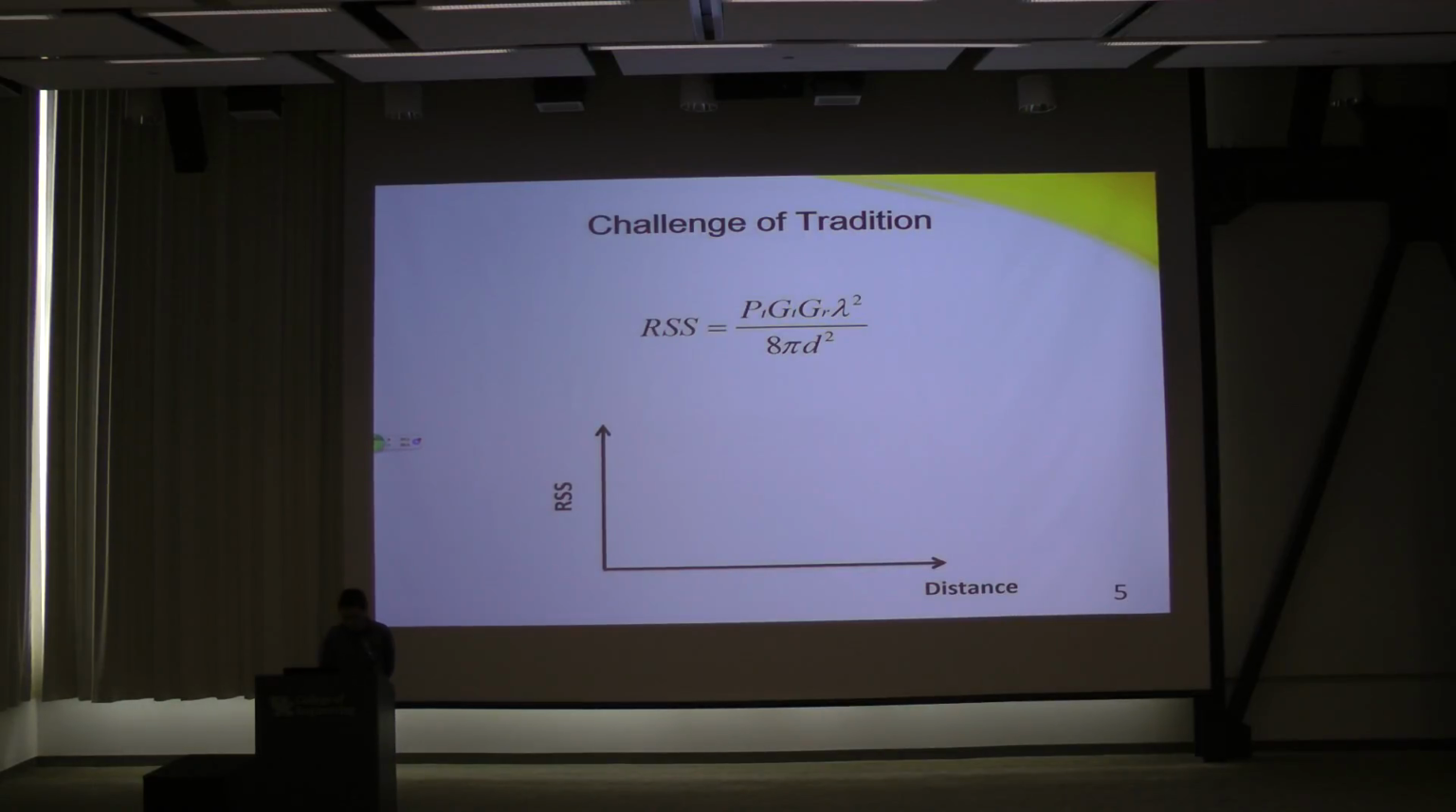The traditional method is almost based on the FREDI equation. And this one is the FREDI equation. From the FREDI equation, we can know the RSS and the distance are monotonically related. The RSS is the received signal strength. We can compute the distance between sender and receiver very easily.